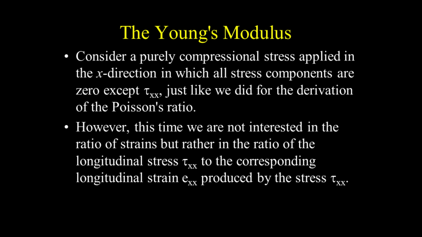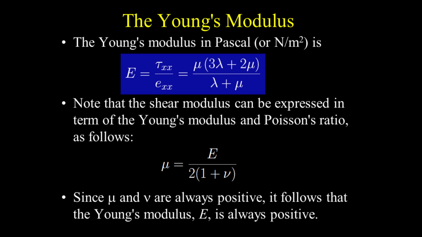Consider a purely compressional stress applied in the x direction, in which all stress components are 0 except tau xx, just like we did for the derivation of the Poisson's ratio. However, this time we are not interested in the ratio of strains, but rather in the ratio of the longitudinal stress tau xx to the corresponding longitudinal strain EXX produced by the stress tau xx. The Young's modulus in Pascal is as follows.